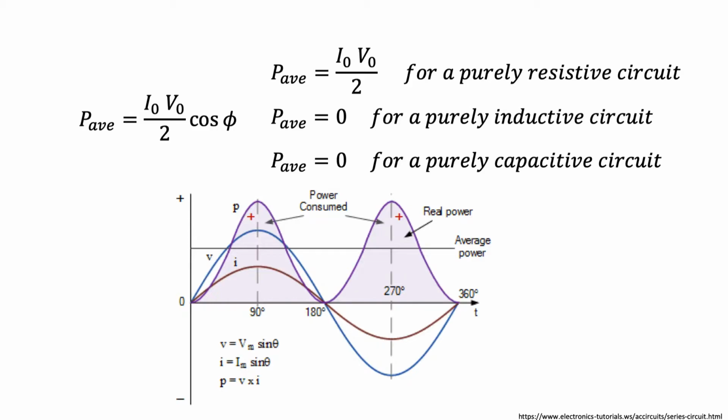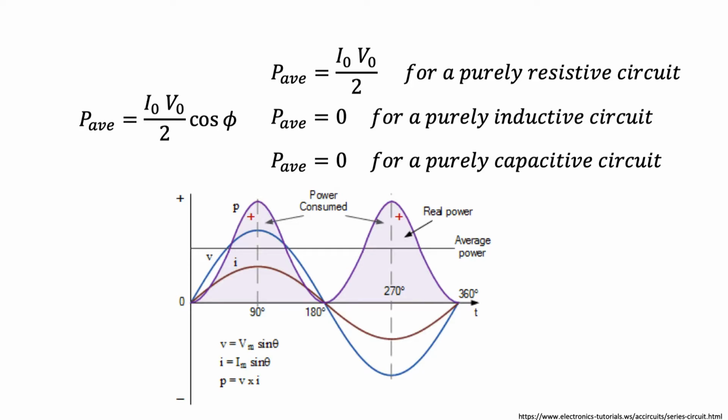In a purely resistive circuit, the average power is then equal to the top equation, since there's no phase difference between the voltage across and current through the resistor. In a purely capacitive or inductive circuit, there is no average power. Thus, both the capacitor and inductor do not consume or dissipate any real or true power.